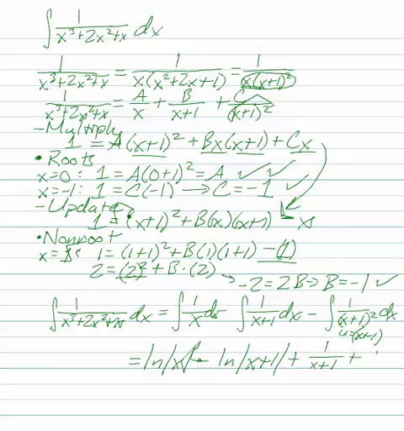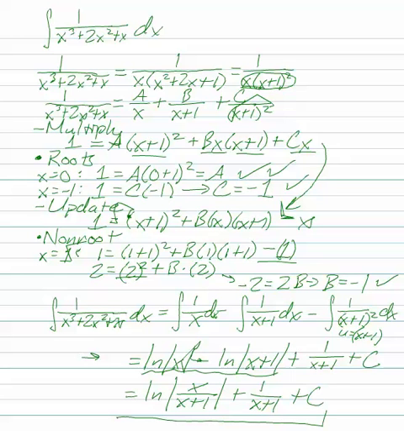So you could say that this is your final answer, or you could simplify your natural logs using pre-cal and say that this is the natural log of x over x plus 1, plus 1 over x plus 1, plus C. That might appear more often in a real-world setting, the natural log of x over x plus 1, but either answer would be perfectly acceptable for what we want.